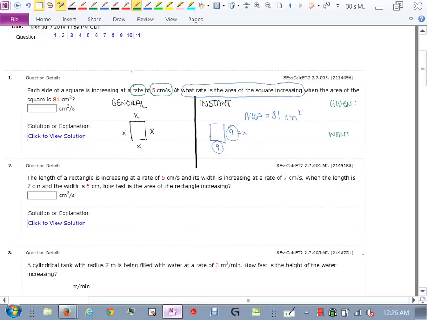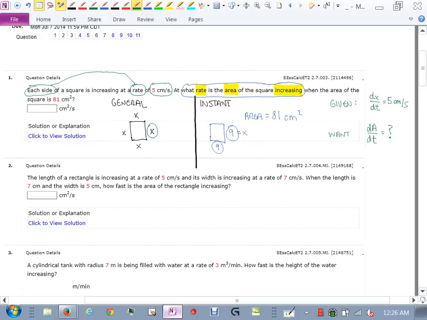But what is the rate? What is that a rate of? So it's the rate that each side of the square is increasing. Well, the side I've called x. So what I know is that the rate of change of x with respect to time is 5 centimeters per second. What I want to know is the rate the area is increasing. So I want to know a rate, which means it's a derivative of what? The area. So I want the derivative of the area with respect to time.